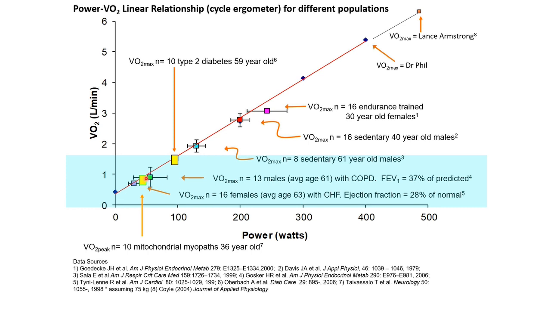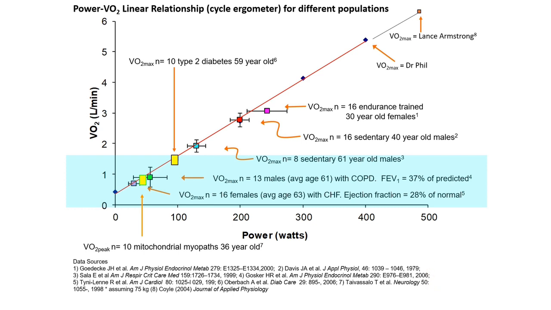On this curve, we've got the VO2 power relationship going up here. Now, as you can see, I've pulled out a whole lot of data from different studies where they've measured 16 women, average age 63. We've got 13 males, average age 61. Then we've got more older males, 61. Then we've got 40-year-olds, 30-year-olds. Here's Dr. Phil. This is Lance Armstrong at his best. And these all come from published journal articles.